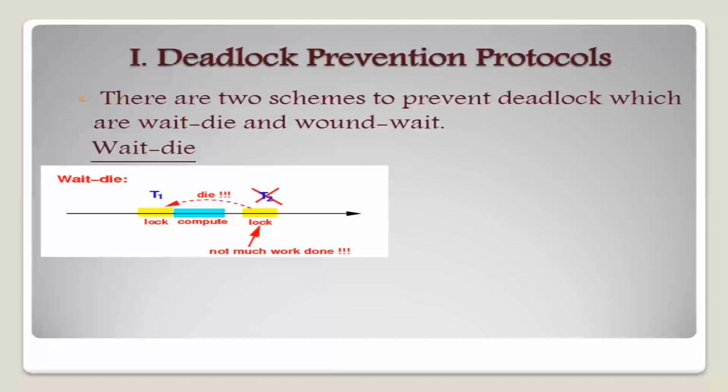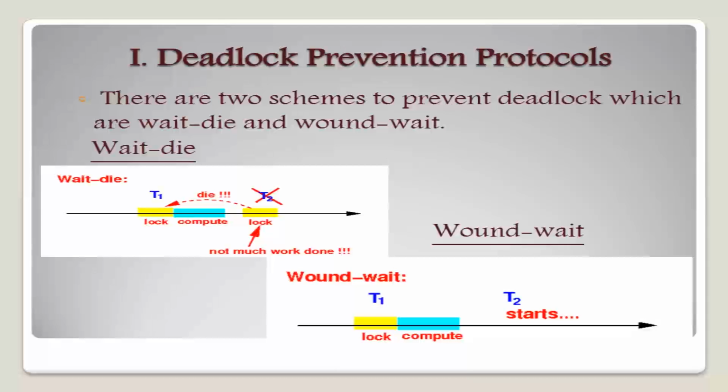Second scheme is wound wait scheme. In this scheme, if a transaction requests to lock a resource which is already held with a conflicting lock by another transaction, one of the two possibilities may occur. If Ti is older than Tj, then Ti forces Tj to be rolled back, that is, Ti wounds Tj. Tj is restarted later with a random delay but with the same timestamp. Second possibility is if Ti is younger than Tj, then Ti is forced to wait until the resource is available.